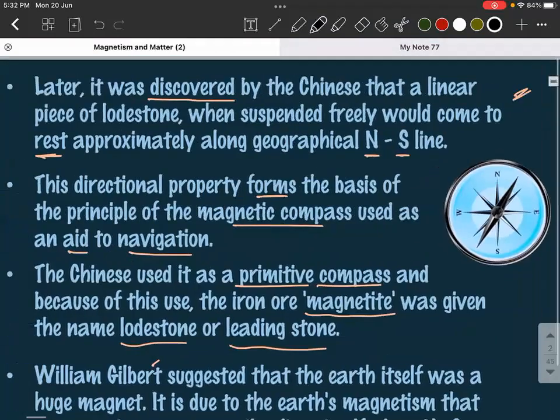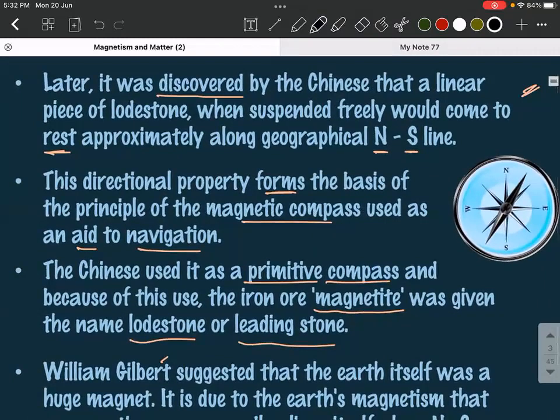Next, it was later discovered that if you take a linear piece of lodestone and suspend it freely in the air, like this, this is how the magnetic needle inside a compass will be. If you observe it, the compass needle will keep oscillating like this. It will not steadily turn in this way. If you want, you can observe it. It will be somewhat like this.